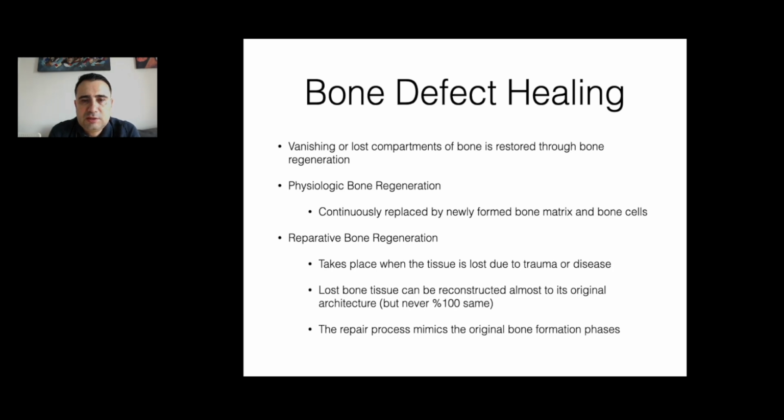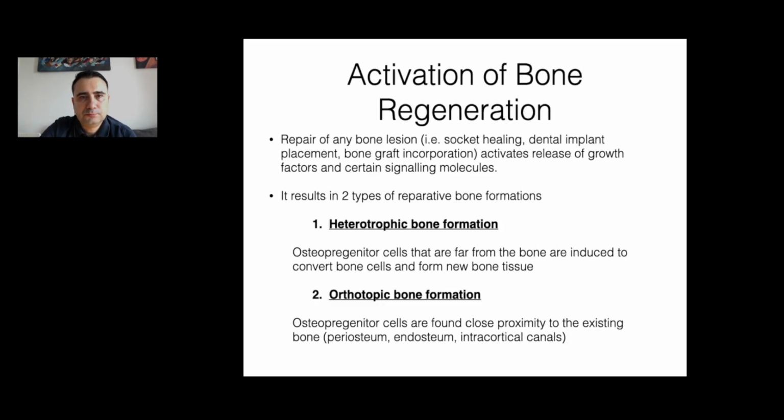And this bony tissue is reconstructed almost to its original architecture normally, but never 100% the same. This repair process mimics the original bone formation phases. This bone regeneration can be activated by two types of bone formation, which are heterotopic bone formation and orthotopic bone formation.